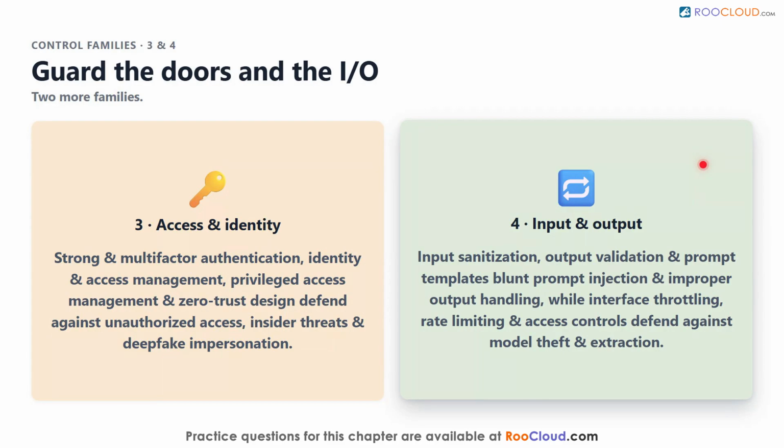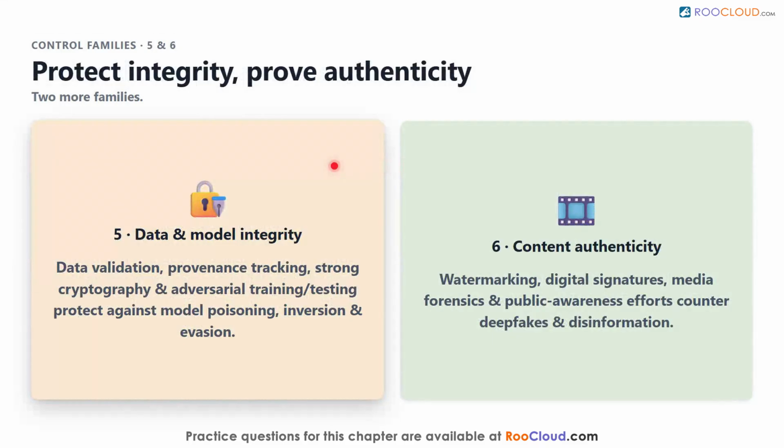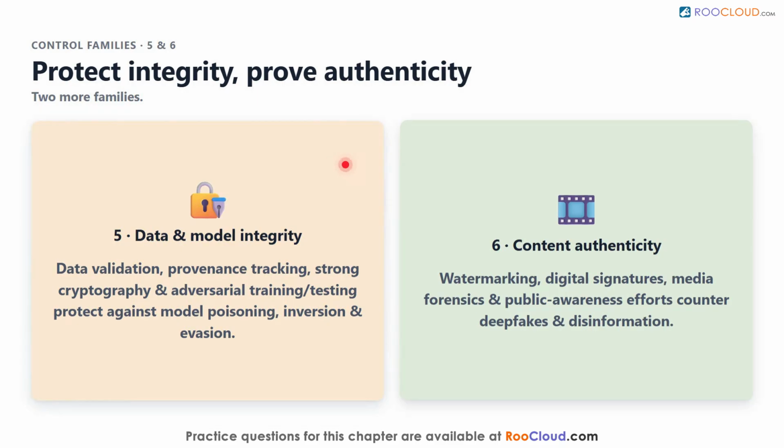Another family targets data and model integrity. Data validation, data provenance tracking, strong cryptography, adversarial training, and adversarial testing protect against model poisoning, model inversion, and evasion. And for fabricated content, watermarking, digital signatures, media forensics, and public awareness efforts counter deepfakes and disinformation.